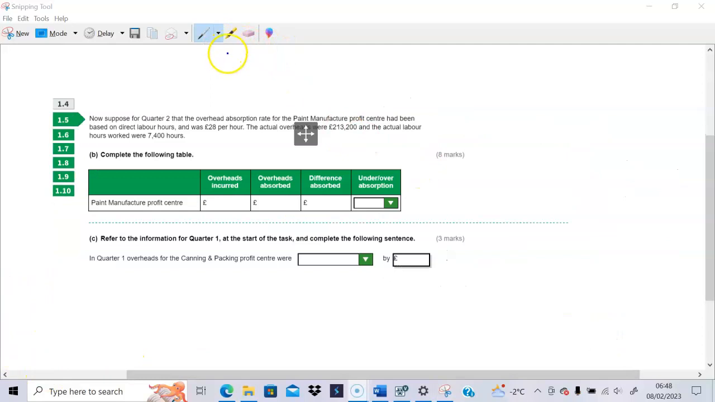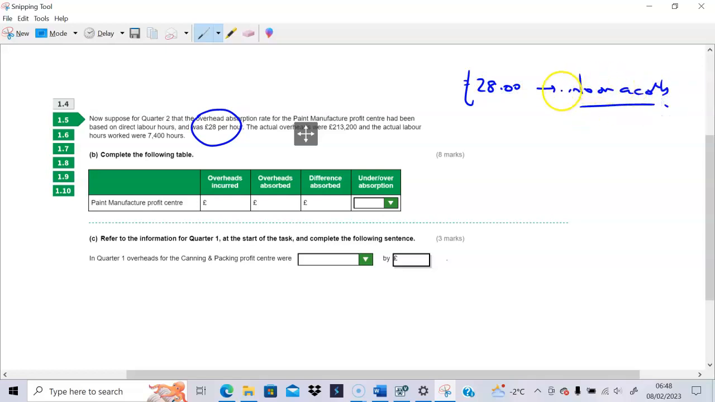So the question takes a little shift in gear. It says you have created a budgeted overhead absorption rate of 28. You've said that for every hour we will put 28 pounds into our accounts. Now, what does that mean? Every hour you work, you will put in 28 pounds into your accounts, and you've worked 7,400 hours.